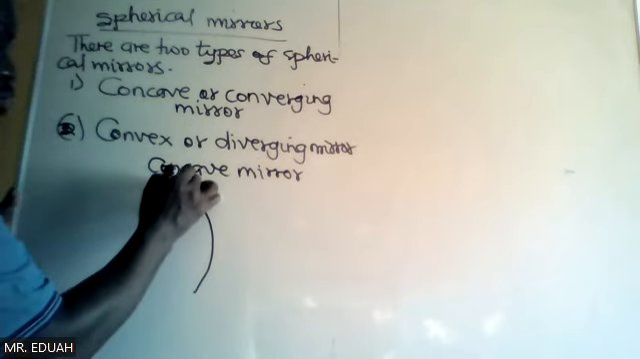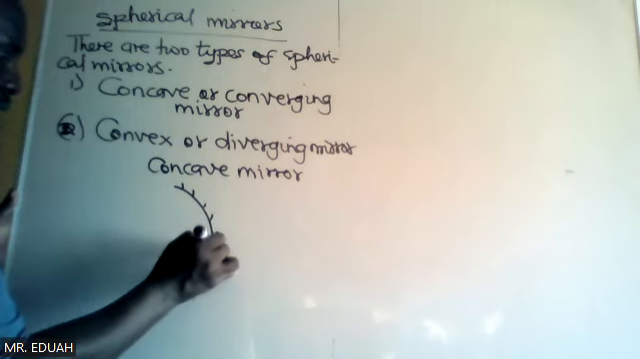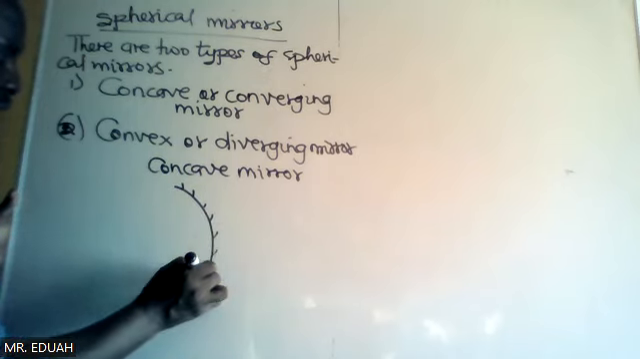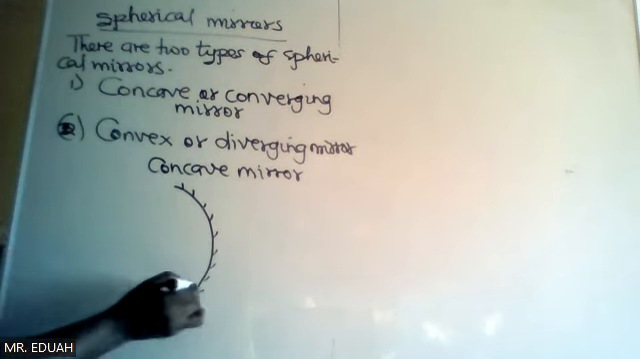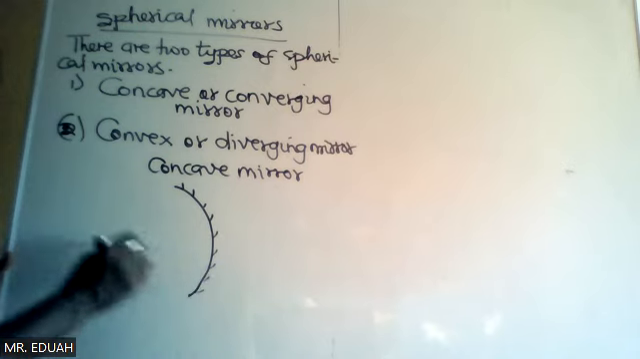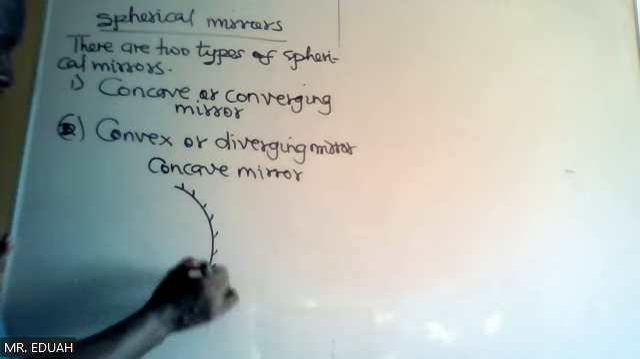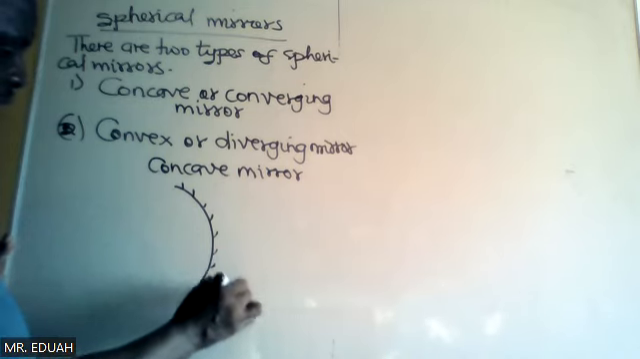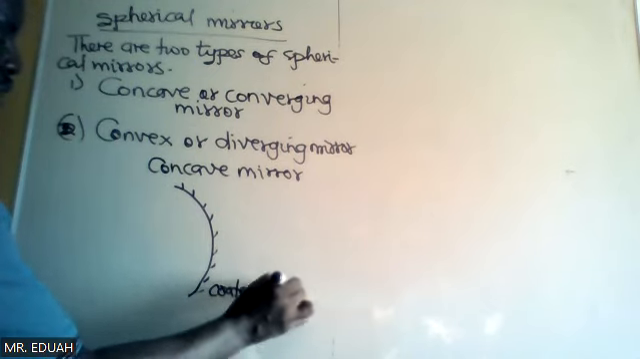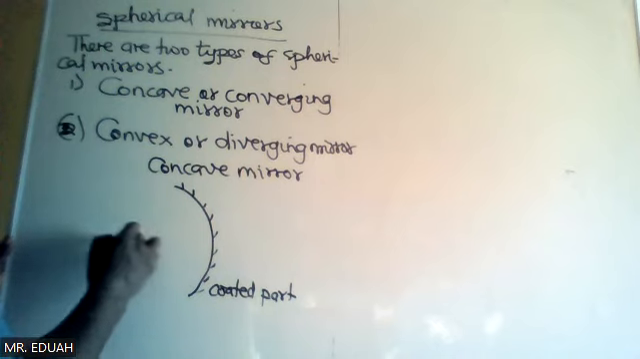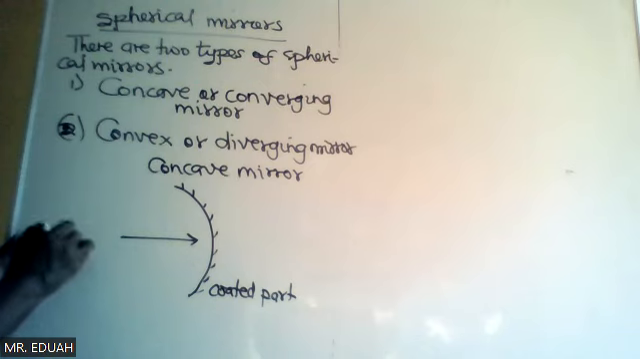Now, this side is the coated part, the part that is coated with silver to make it opaque so the light cannot escape from it when incident. So this hatched line represents the coated part of the mirror, and this arrow represents the reflecting surface.